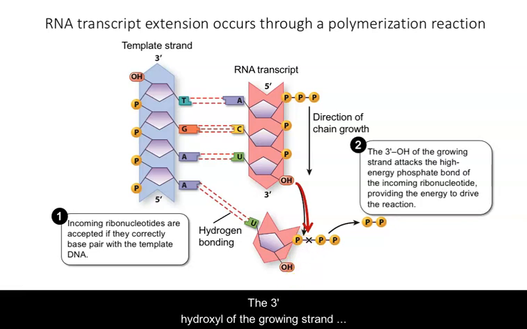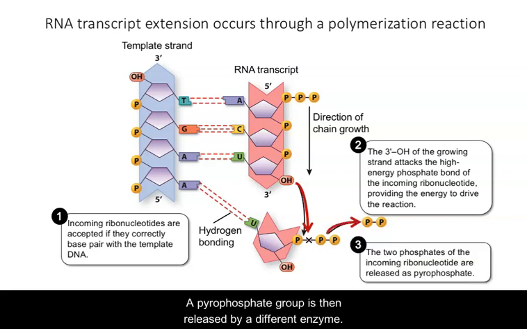The 3' hydroxyl of the growing strand attacks the high-energy phosphate of the incoming ribonucleotide, providing the energy for the reaction to take place. A pyrophosphate group is then released by a different enzyme, and this process makes the attachment of the ribonucleotide permanent and allows the next one to come in.